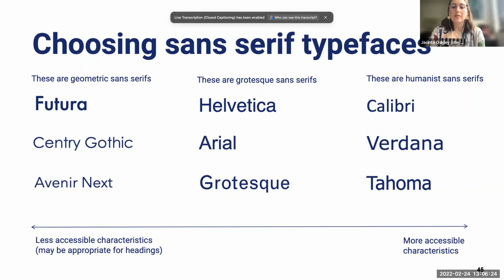On the left hand side of the page, we have some with less accessible features, which are known as geometric sans serif. So here the letters and shapes are inspired by geometric shapes like squares and circles, which makes them much more uniform.